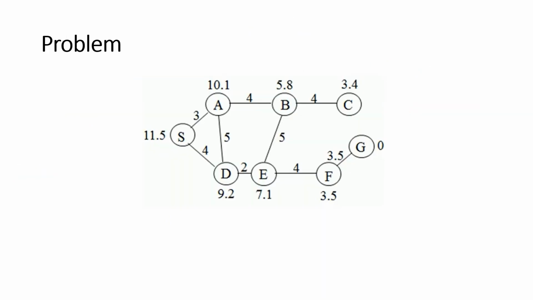Here we can see another example. Here we have the start node S and the goal state is G. The cost from one node to the next node is specified here. You can see S to A it is 3, S to D it is 4, like that. And then h of n, for S to goal state, h of n will be 11.5. From B to goal state is 5.8. From goal state to goal state it is 0. So along with each node, h of n is given, and g of n, that is the cost from one node to the next node, is given along the edges.